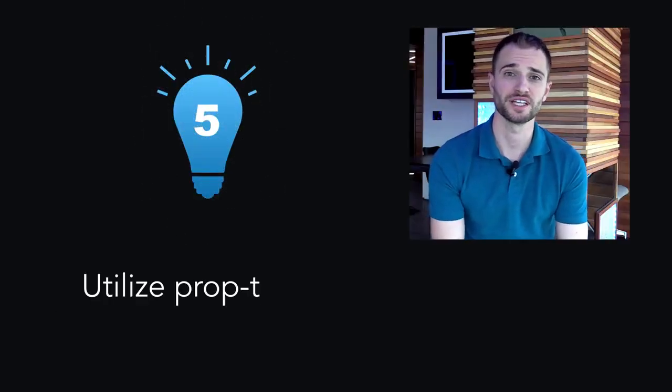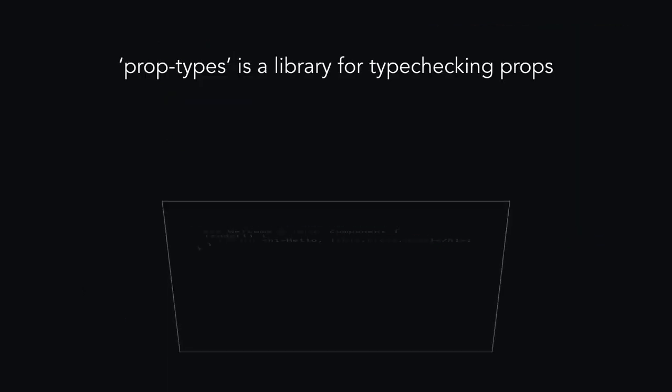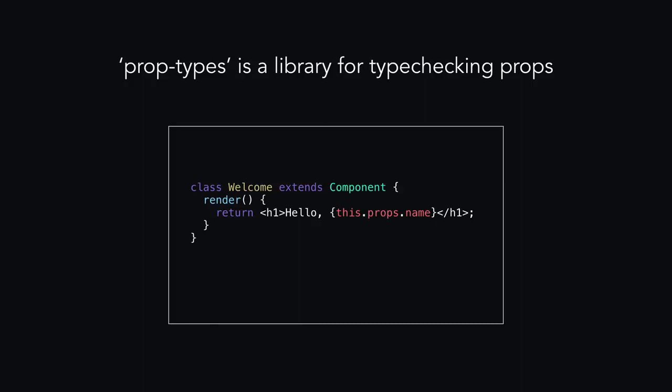Tip 5. Utilize prop types. Prop types is a library for type checking props, and it can help prevent bugs by ensuring you are using the right data types for your props. It is an external library, so you're going to want to npm install, or however you prefer installing. Then import the library and add prop types to the component, set the data type accordingly, and if it's required, add isRequired.